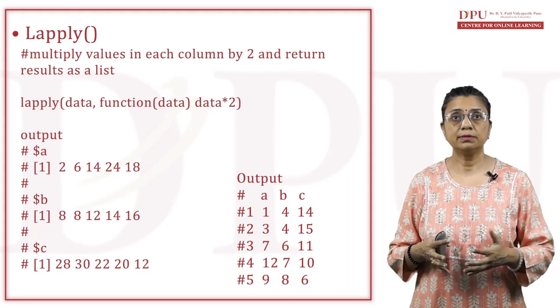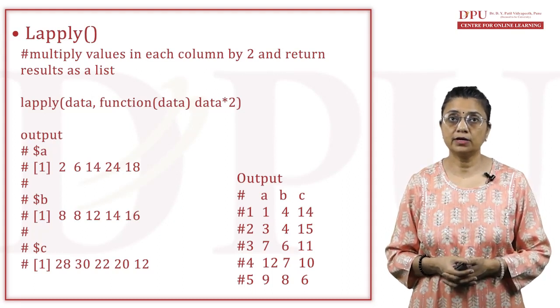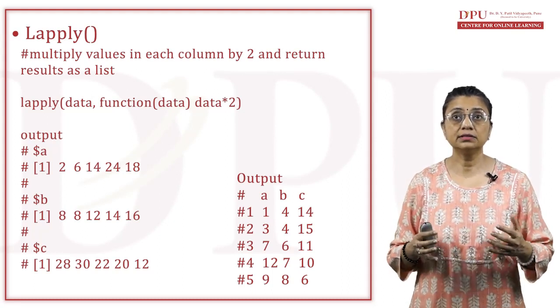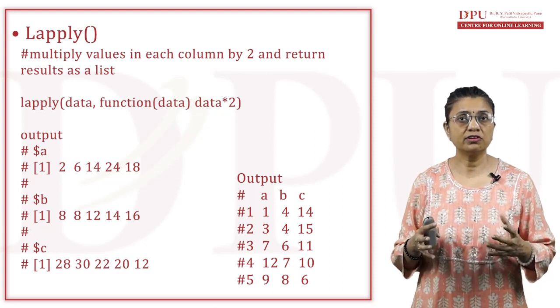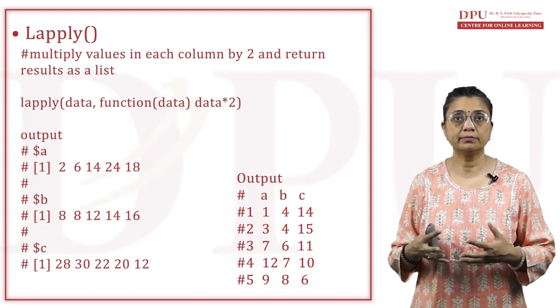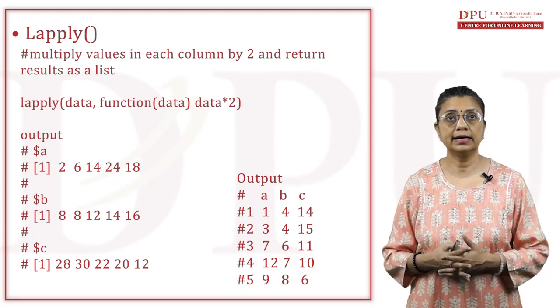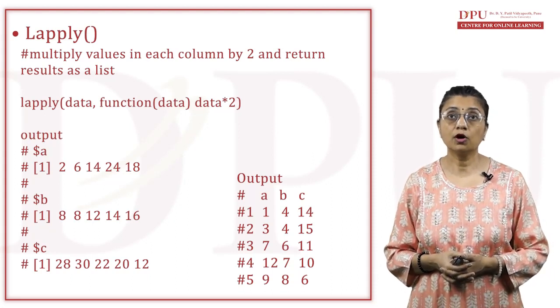Here we multiply the values in each column by 2 and return the result as a list. So whatever value is there, we have to multiply that by 2 and return that as an output. So how will we do it?